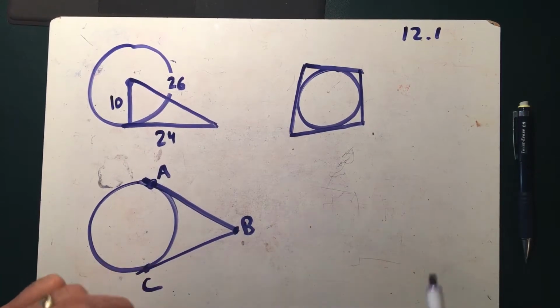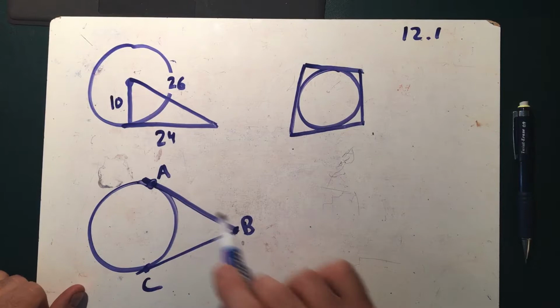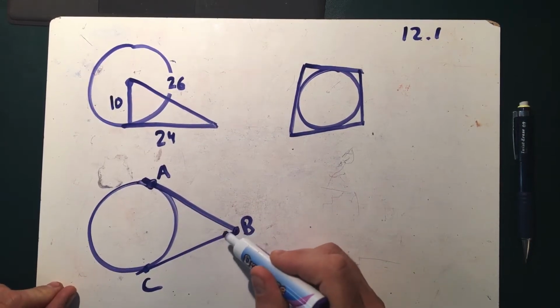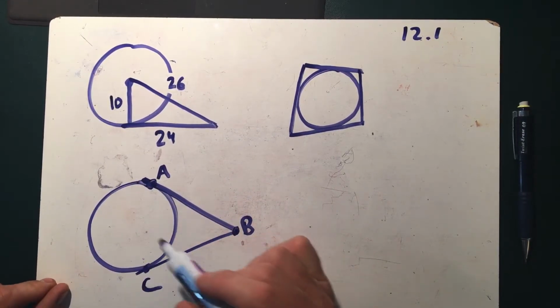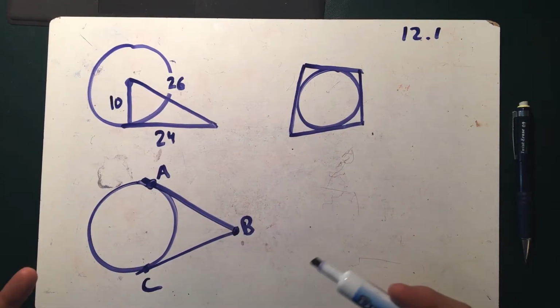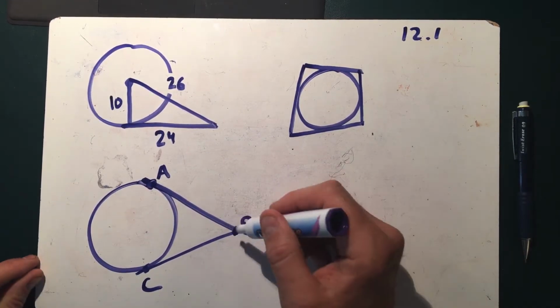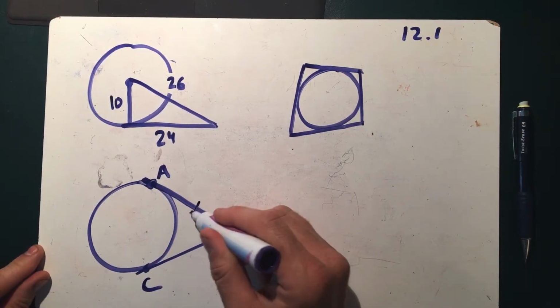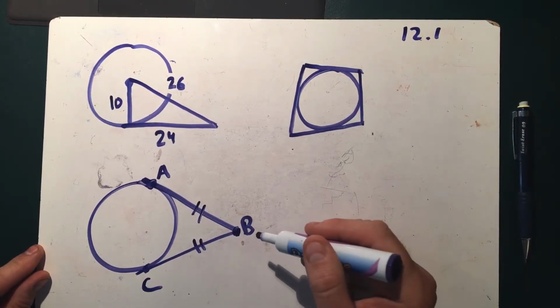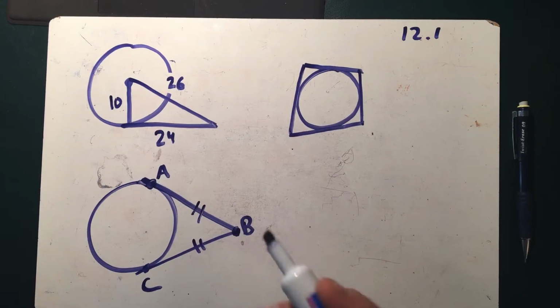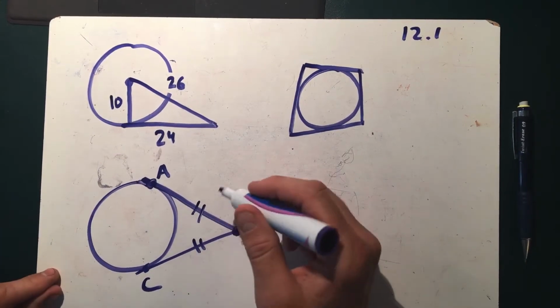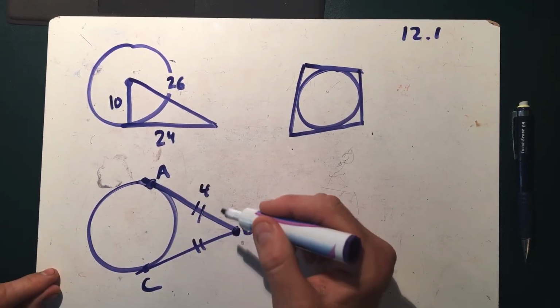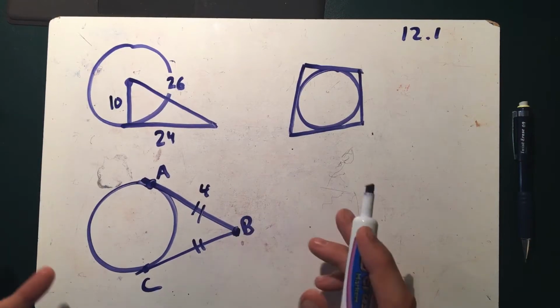Okay, the new idea for today is if two tangents come from the same point to the same circle, the two tangents are congruent. Isn't that cool? That's it. So if you start with a point B and you draw this tangent, you draw this tangent, what do you know? These have to be the same. So AB is the same as BC. That means if somebody went, these are both tangents and this is 4. How long is BC? 4?